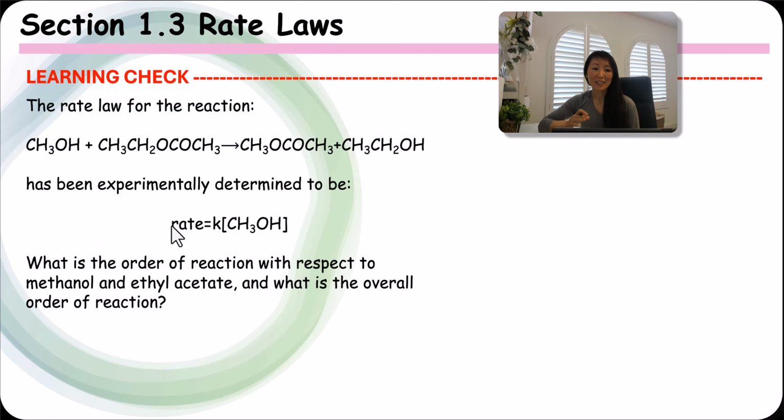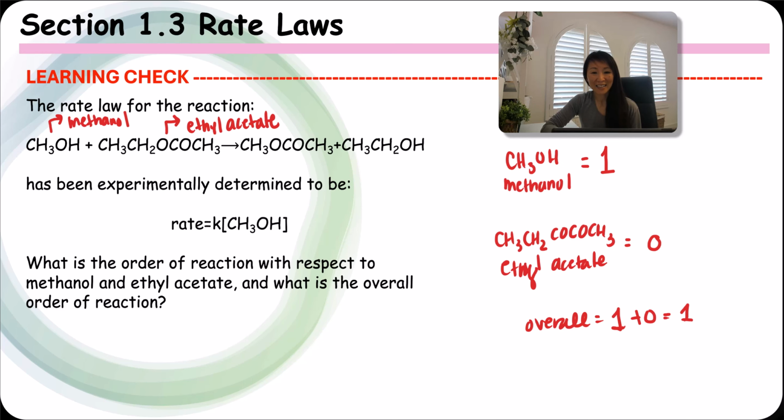Try the next rate law learning check on your own and come back to check the key. And here is the key. You might have to note that CH3OH, that's methanol, and this long reactant, that's ethyl acetate, and that is 0 order, and that's why you don't see it over here. Anything to the 0 power is just 1. So overall, 1 plus the 0 is 1 order.